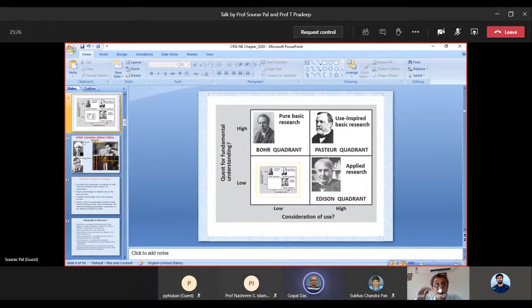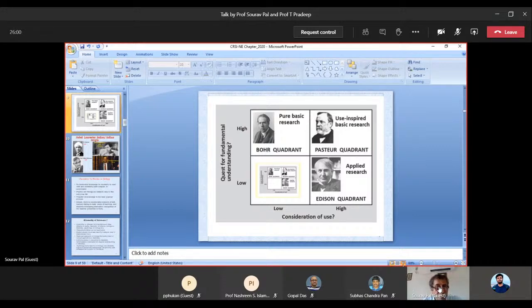Yeah. So for example, we go to a quadrant of Bohr quadrant, which is high basic research, low use, or a Pasteur quadrant. This is high applied research, low quest for fundamental understanding. What is important is that when we start, we are actually in this quadrant, and we must go up to this quadrant. So basically, the tendency of the educator should be to bring students up to the Pasteur quadrant, where there will be high fundamental science and a high basics understanding.